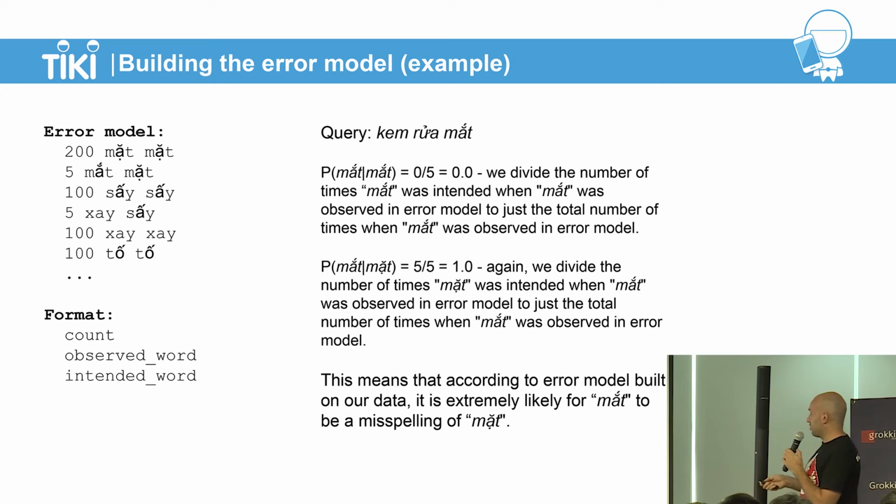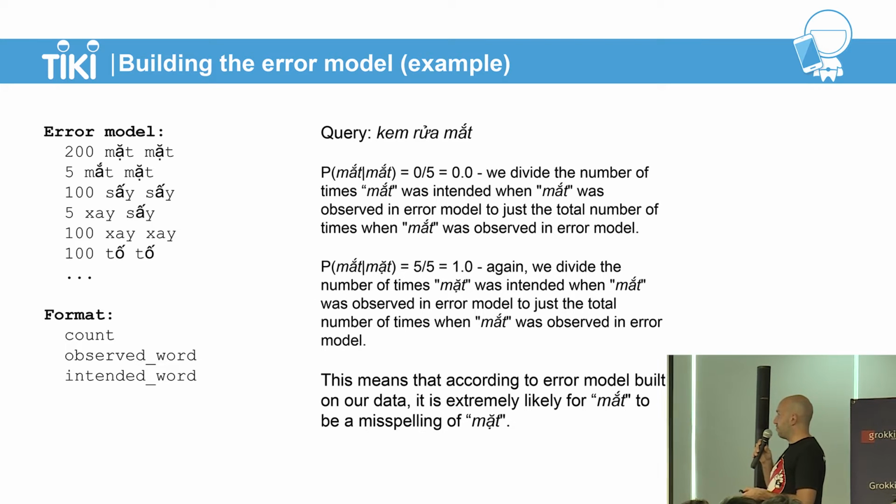So let's go to a certain example. Here is our error model, which we calculated in the previous step. Let's say the query was chem the mat. For mat, we have two candidates to check. One is mat, and another one is mat. So let's try to calculate this probability. Here is our observed word, mat, right? And the first candidate would be also mat.